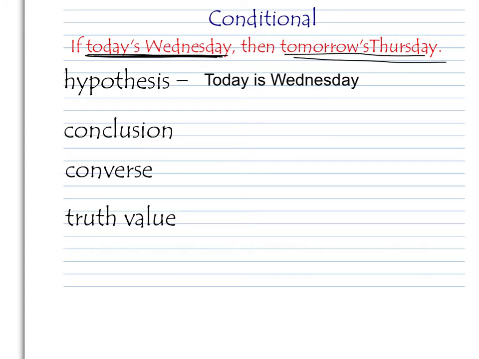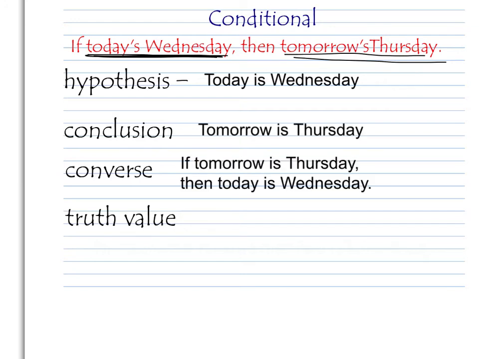Another term you need to know is the converse. So the converse of a conditional is just when we basically flip it around. So the hypothesis becomes the conclusion, and the conclusion becomes the hypothesis. So in this case, the converse of our original sentence would just be, if tomorrow is Thursday, then today is Wednesday. Now let's talk about whether or not these statements are actually true.